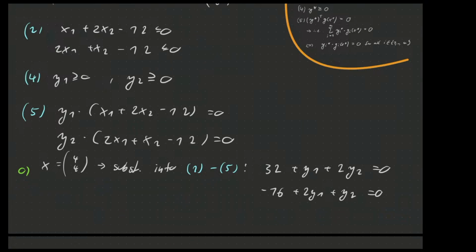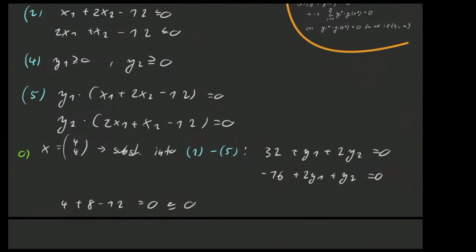Now for the second one, I have to check whether the point is feasible, right? If I substitute that, I get 4 plus 8 minus 12. Well, that's 0. And that is obviously less or equal to 0, so that's fine. And for the second, I get 8 plus 4 minus 12. That's again 0. Right, so both are satisfied.